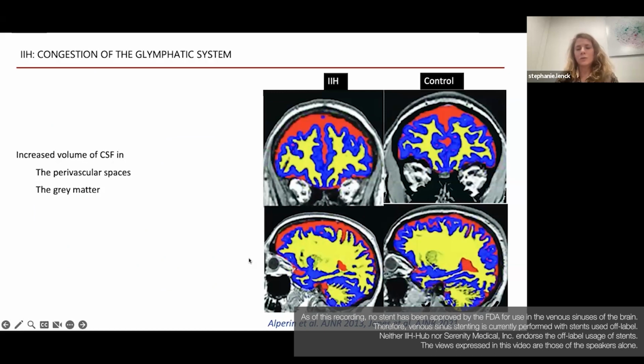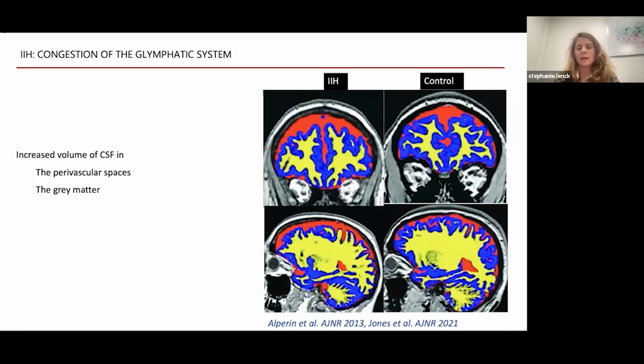In IIH, what do we have? We have an increase of CSF in the perivascular spaces of the brain. So we have no hydrocephalus, we just have a big brain congestion, and this congestion, I think, is probably due to the congestion of the glymphatic system. As I show, the glymphatic system is the circulation of CSF in the perivascular spaces of the brain, and this is a feature of IIH.